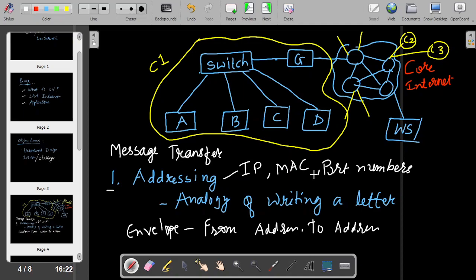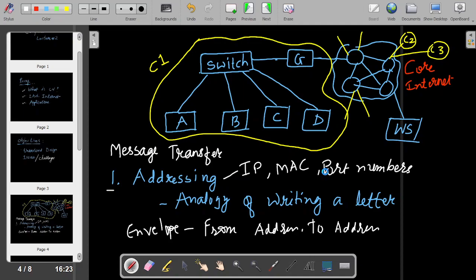But the thing to remember is that for the message or for the packet to get delivered, the important thing is that it should have from and to address, right? And that is why every machine which is connected to internet, which wants to communicate with other machines, should have some address. And as I said, in internet, three types of addressing mechanisms are there: IP, MAC, and port numbers. Okay. So this is one challenge or one issue.